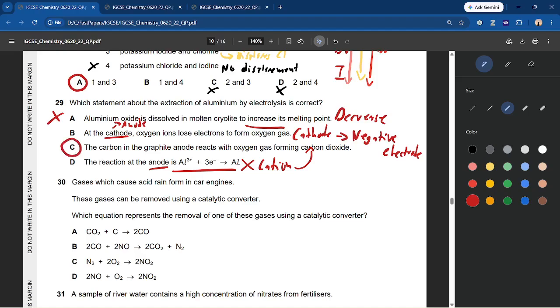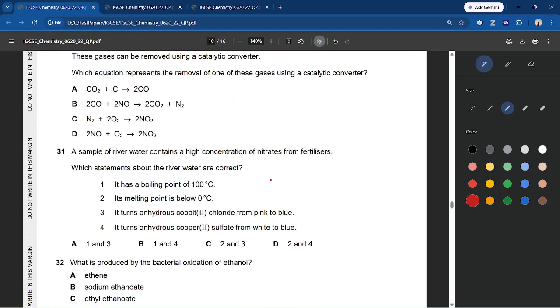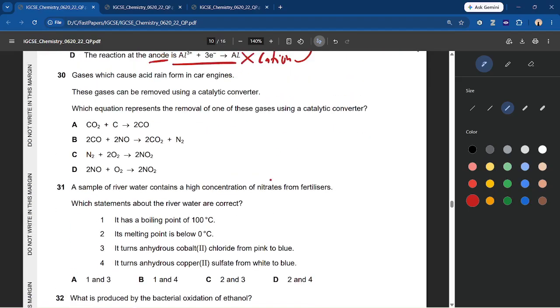Let's see. Gases which cause acid rain form in car engines. These gases can be removed using a catalytic converter. Which equation represents the removal of one of these gases using a catalytic converter? So we're looking for gases that cause acid rain. So we're looking at stuff like carbon monoxide.